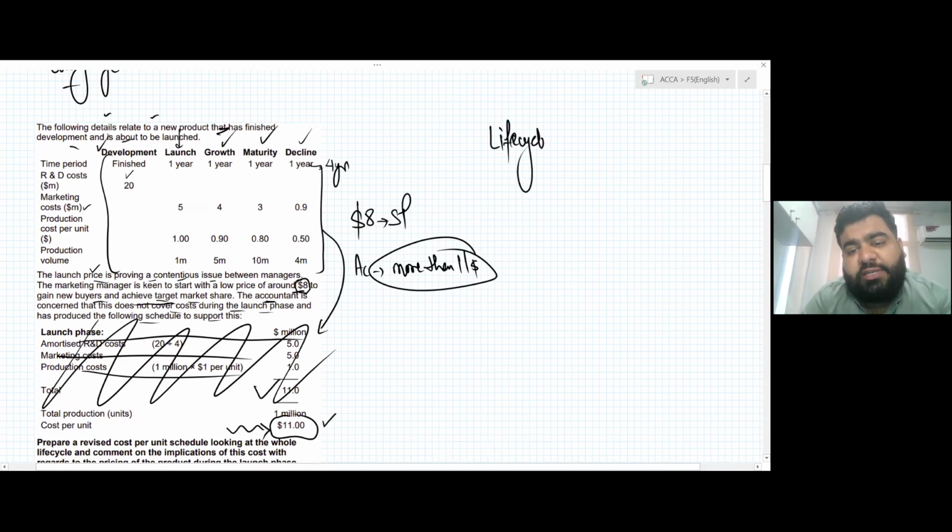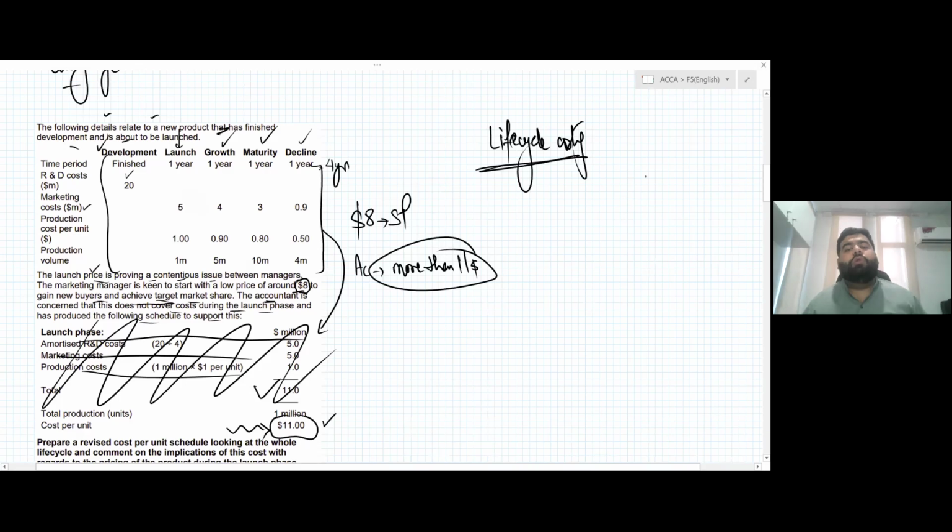Life cycle costing says just calculate the entire life cost per unit and see what it is. If it's, for example, 100, sell it for more than 100. So we'll calculate the life cycle costing.